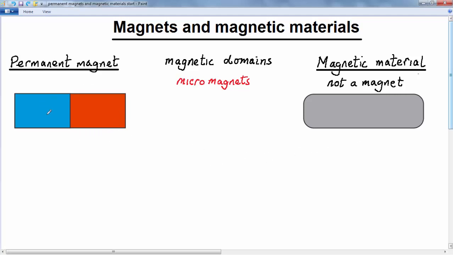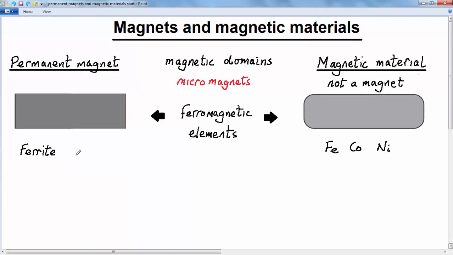So let's just remove the paint from our permanent magnet. For example, this could be a ferrite magnet, and we'll look at what ferrite magnets are made of in a minute. And our magnetic material could be made from one of three elements in the periodic table which possess a property called ferromagnetism. There are, I believe, a couple of others that have recently been discovered, but the really important ones from your point of view are iron, cobalt and nickel.